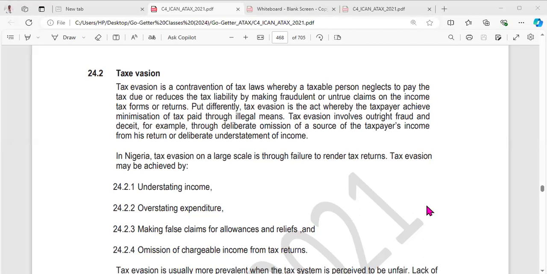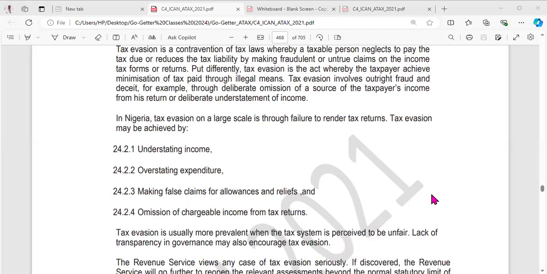So this is fraud. Then omission of chargeable income from tax returns. So there is some income that is chargeable to tax and you omit it. For example, you are doing your income tax, you have income from trade. You know you cannot escape that. Income from trade is there. Then you also know that dividend income, you may not escape that because they have collected your withholding tax. You might not escape that. So you want to put that.